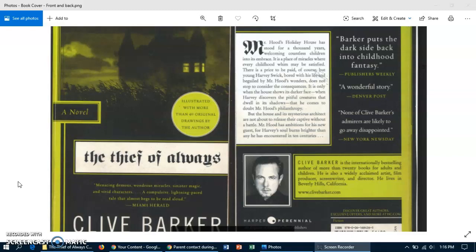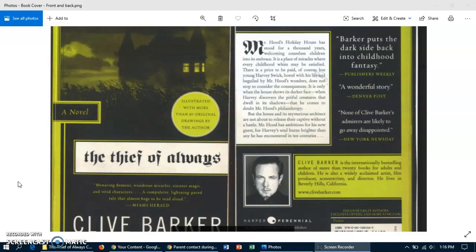Today I want to remind you that before jumping into chapter 1 of a novel, it's important to look closely at the cover and the back blurb. Our read aloud for this unit is called The Thief of Always. So what you're seeing is the cover and back blurb of that book. So let's practice using this to orient to the text.